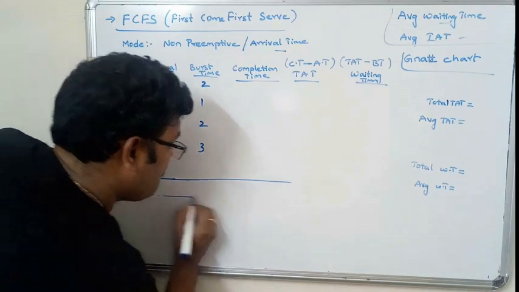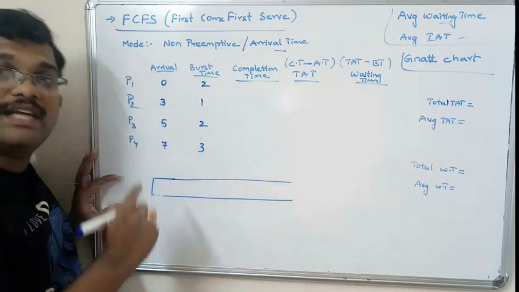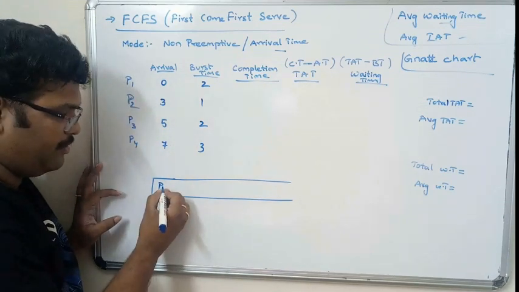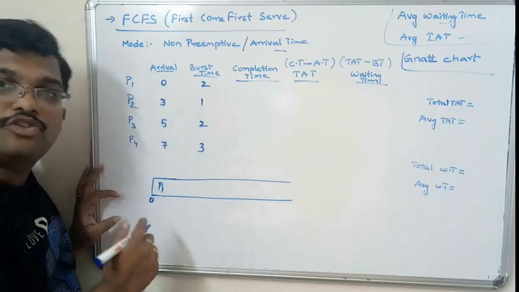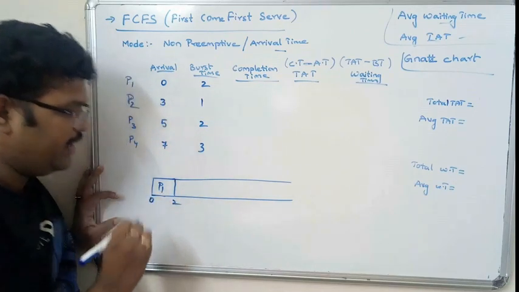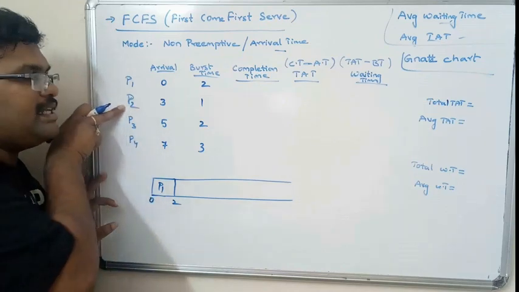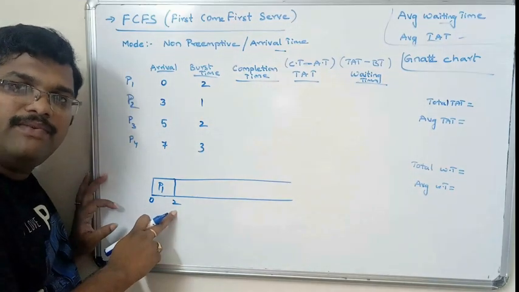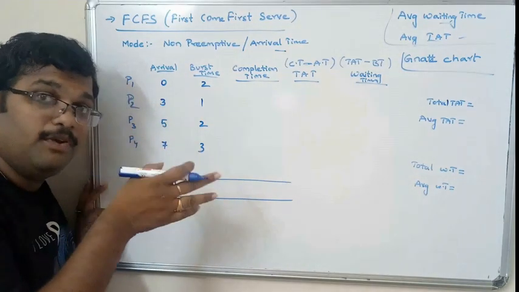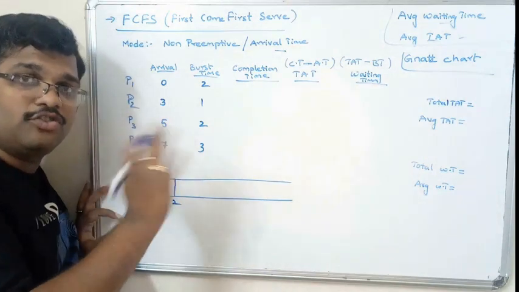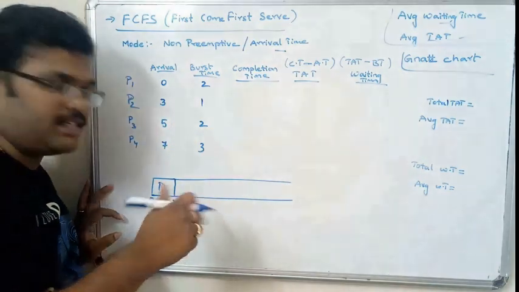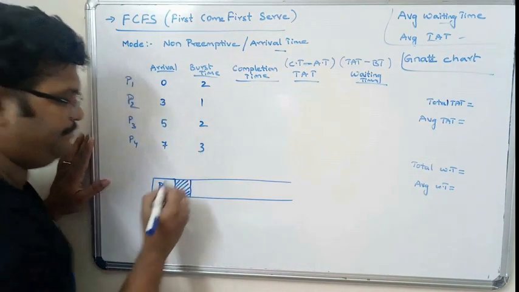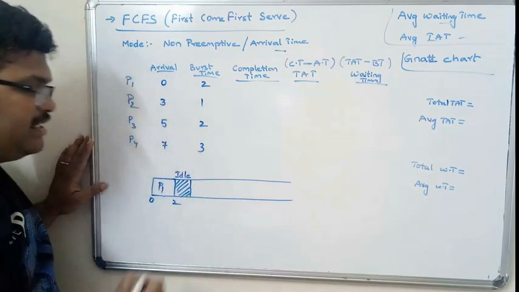Again here P1 starts from 0, so automatically at 0 milliseconds P1 is executed, right? So it takes 2 milliseconds, so till 2 it gets executed, and the second process arrives at 3. Now the CPU is still in waiting state, so the CPU is waiting for the process, right? So here the process is not waiting for the CPU, the CPU is waiting for the process. Now from 2 to 3, the CPU will be in idle state.